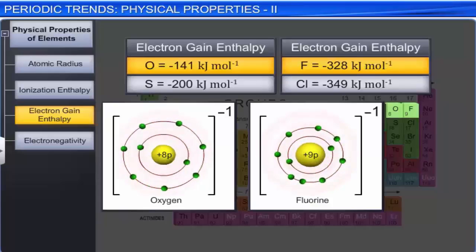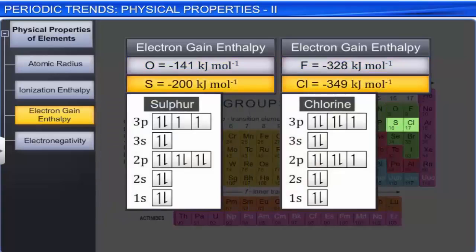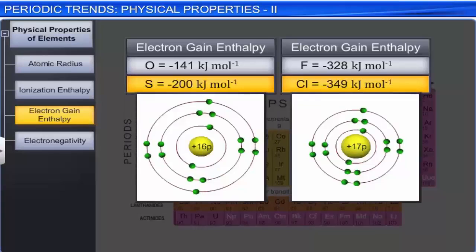However, for the subsequent elements, sulfur and chlorine, the electron gets added to the n equal to 3 quantum level. At this quantum level, there is larger space available, which reduces the electron-electron repulsion, thereby making the addition of the new electron easier.